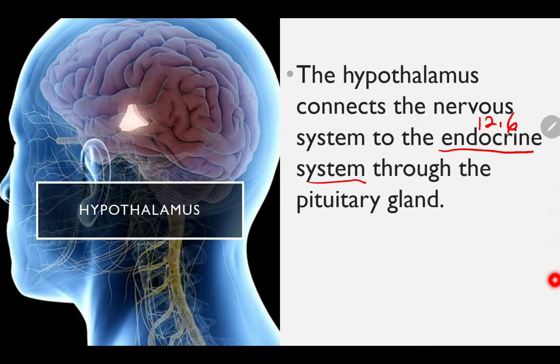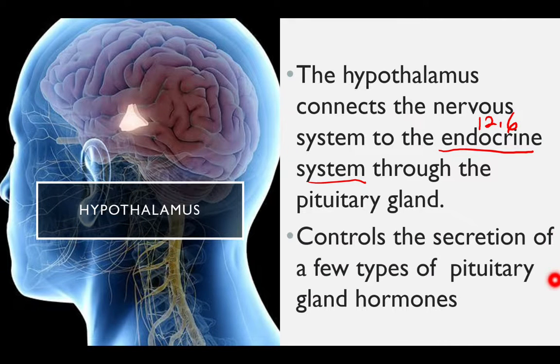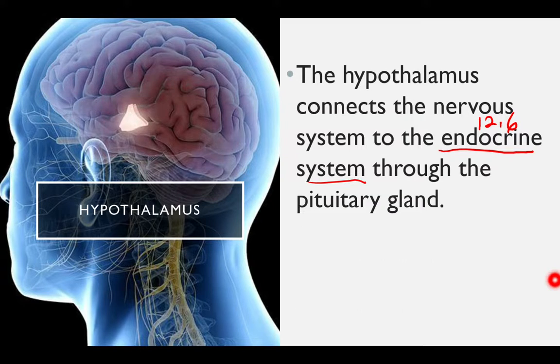in 12.6. Okay, note that when I say endocrine system, it is closely related to gland, meaning that endocrine system is made up of gland. Okay, endocrine system, endocrine mesti terbina daripada gland. So ayat pertama dia cakap apa ni? The hypothalamus connects the nervous system to the endocrine gland through the pituitary gland.